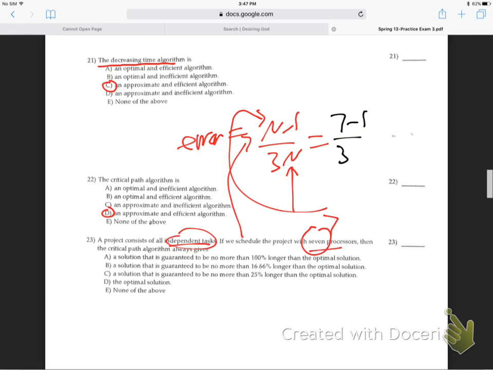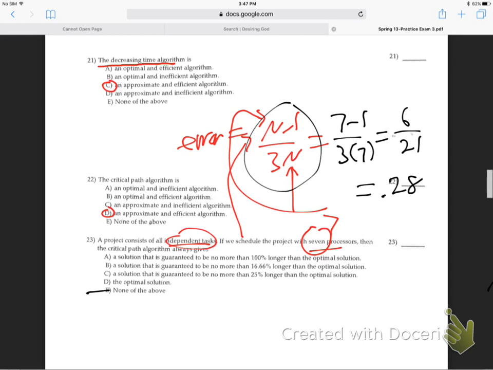So you get 7 minus 1 over 3 times 7, 6 over 21. Somebody have a calculator? What is 6 divided by 21? 0.28, so 28%. I don't see 28%. So is it none of the above? Is that E? 23 is E, none of the above. Should be 28%. Does that make sense? Will you be able to recognize that? It's independent tasks and then the error percentage thing. N minus 1 over 3N.